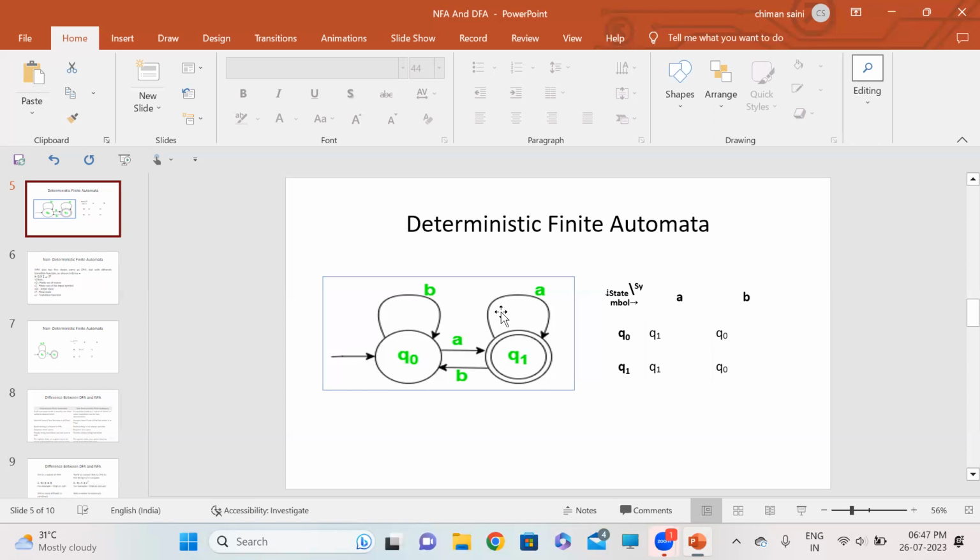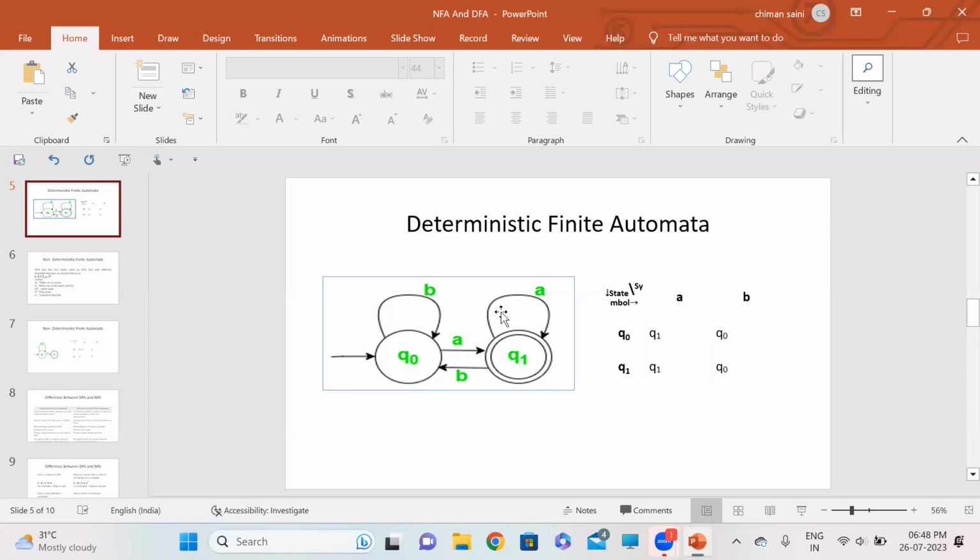And at state Q0, after applying input B, it is a self loop. Self loop means there is no change in the state. After applying input B, we remain in the same state, that is Q0. Now the same for Q1. At state Q1, after applying input A, we remain in the same state, that is Q1. And at state Q1, after applying input B, we move to the state Q0.